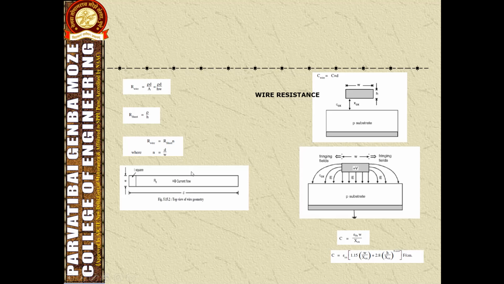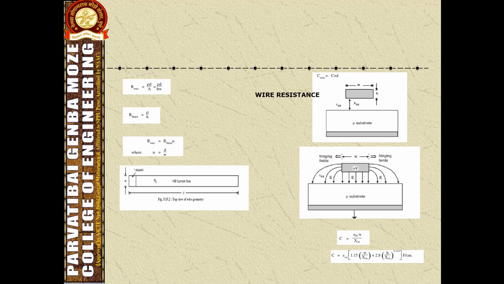Therefore, R sheet has the unit of ohms per square. As the minimum line width has decreased in the process, the thickness of the material layer is large. Most of the interconnects are thicker than they are wide. So these are all about wire resistance.